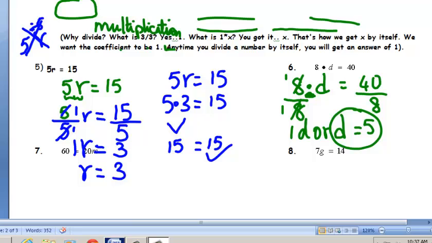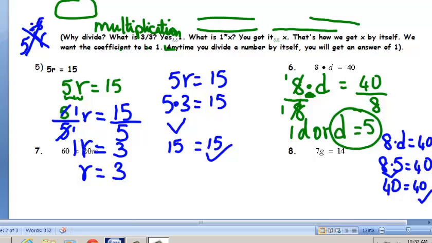Let's go back and see if it works out. 8 times d equals 40. 8 times 5 equals 40. 40 equals 40. Yes, it works. Okay, go ahead and finish 7 and 8.